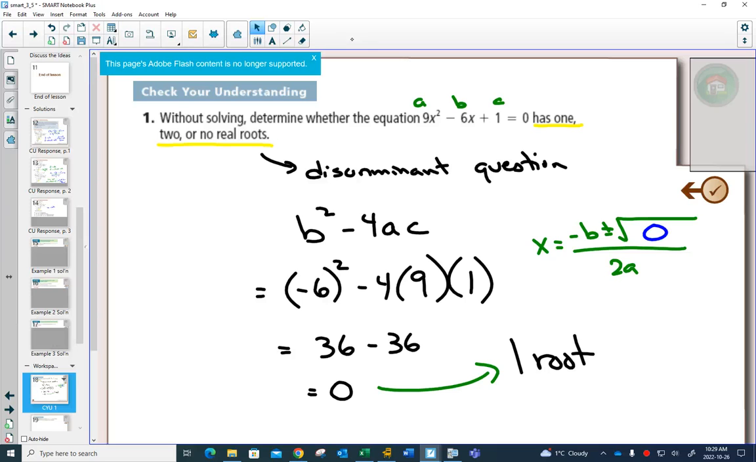Okay, I'm going to give you the questions on this one, and then we're going to do example 2 right away. 4, 5, 7, and 12. So circle 4, 5, 7, and 12.